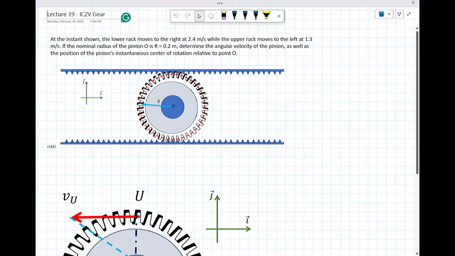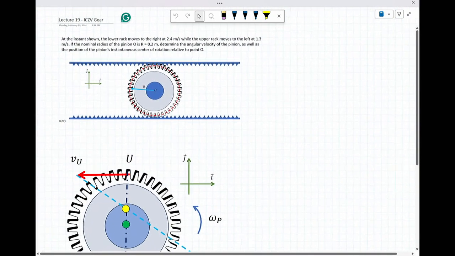Okay, at the instance shown, the lower rack moves to the right at 2.4 meters per second, while the upper rack moves to the left at 1.3 meters per second. If the nominal radius of the pinion, O, so that gear, is 0.2 meters, determine the angular velocity of the pinion as well as the position of the pinion's instantaneous center of rotation relative to point O.